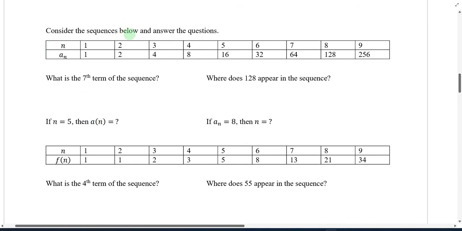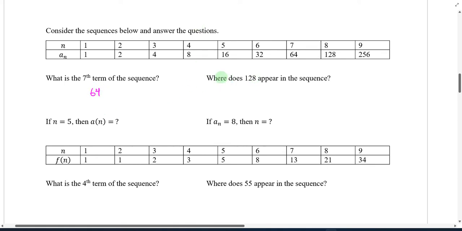We have a sequence here, again, arranged in a table format. Here we have n and a sub n. Remember, n is the location and a sub n is the value at that location. So this gives us a term number, this gives us a term value. When we get a question like, what is the seventh term of the sequence, we want to go to the location where the seventh term is. So we go to n, we go to 7, and the value of the seventh term is 64. So the seventh term of the sequence is 64.